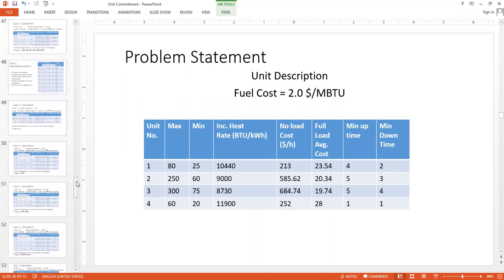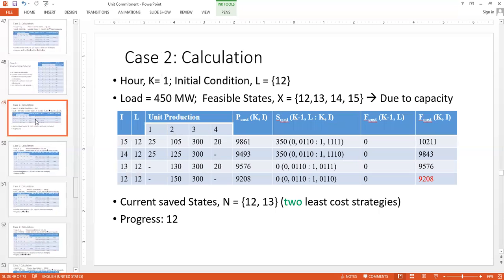Keeping all these in mind, let us go to case number 2 calculation steps, slide number 40. Start with number 1. The initial condition, as mentioned earlier, is state 12, which means the combination is 0 1 1 0 among units 1, 2, 3 and 4. Initially unit number 2 and unit number 3 are in operation, and unit number 1 and unit number 4 are out of operation.